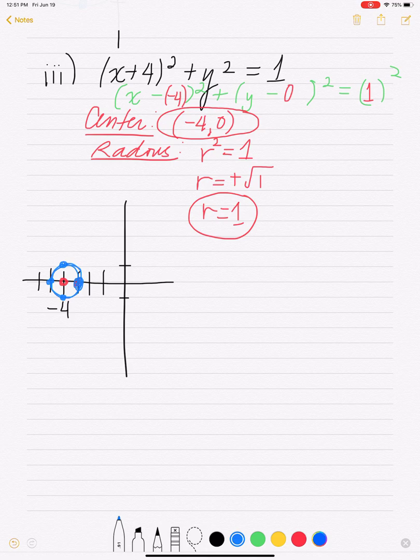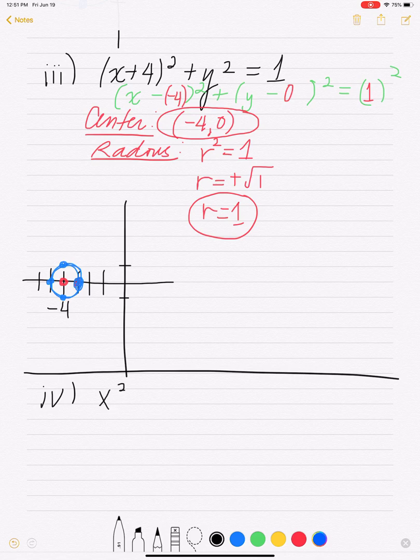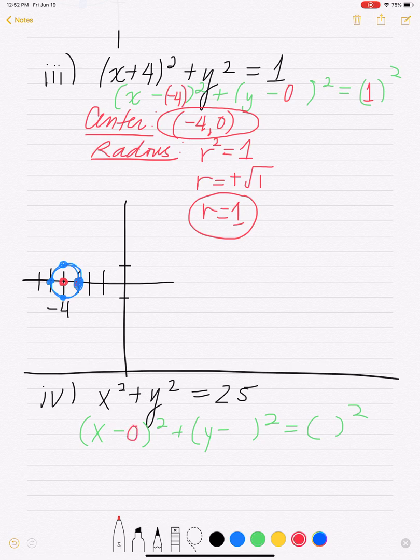All right, let's do number 4. Number 4, what do we have? We have x squared plus y squared equals 25. So if we wrote this in the standard form, you write x minus blank squared plus y minus blank squared equals blank squared. So after the x minus, we just put a 0, right? X minus 0 would give you back the x. And after y minus, you put a 0 because y minus 0 would give you the y. And then I ask the question, what square gives you 25? Well, 5. So your radius is going to be 5 here.